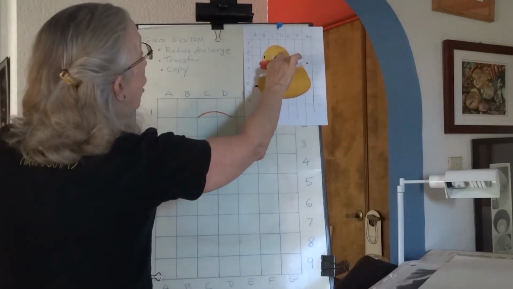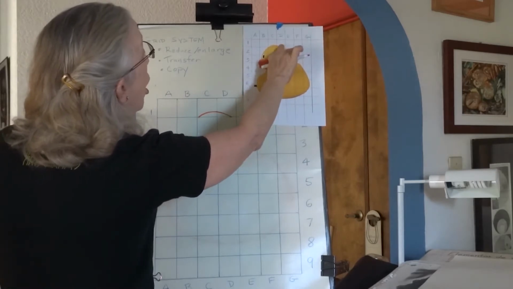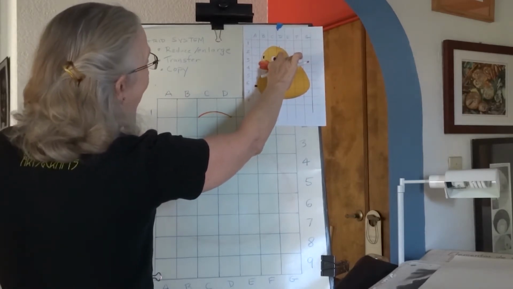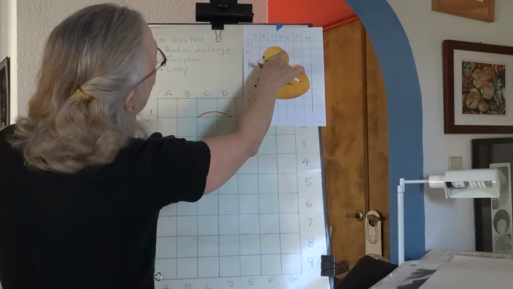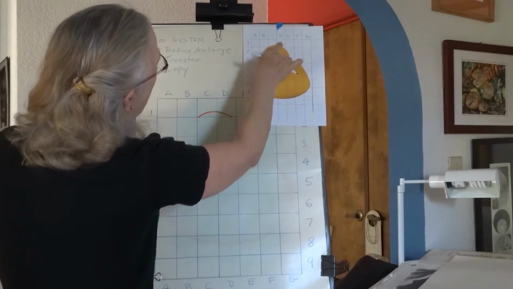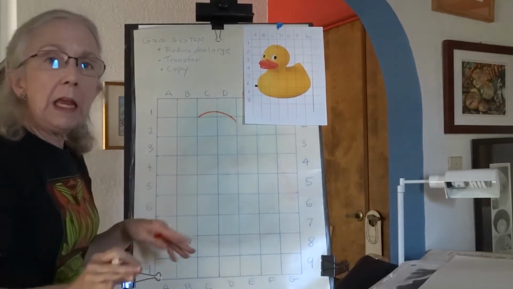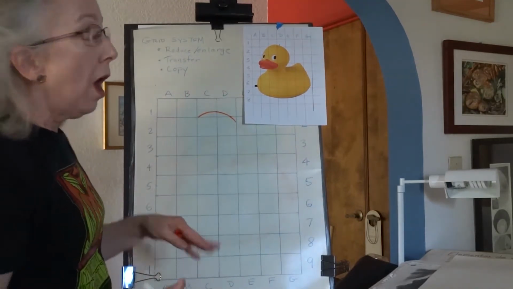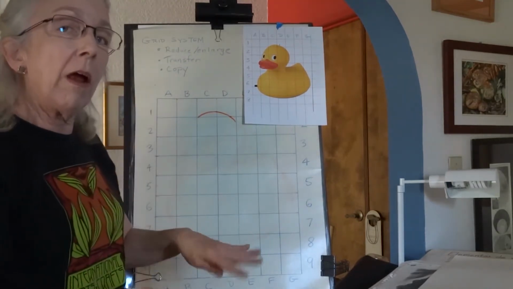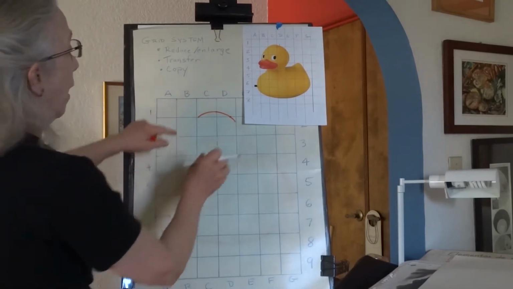I'm going to look at square 2D, and do you see how there's that triangle of shape right there? I'm just going to make that triangle of shape right there. I'm not thinking that it's going to turn into a duck. I'm just thinking of that square and the shape of the line in that square.